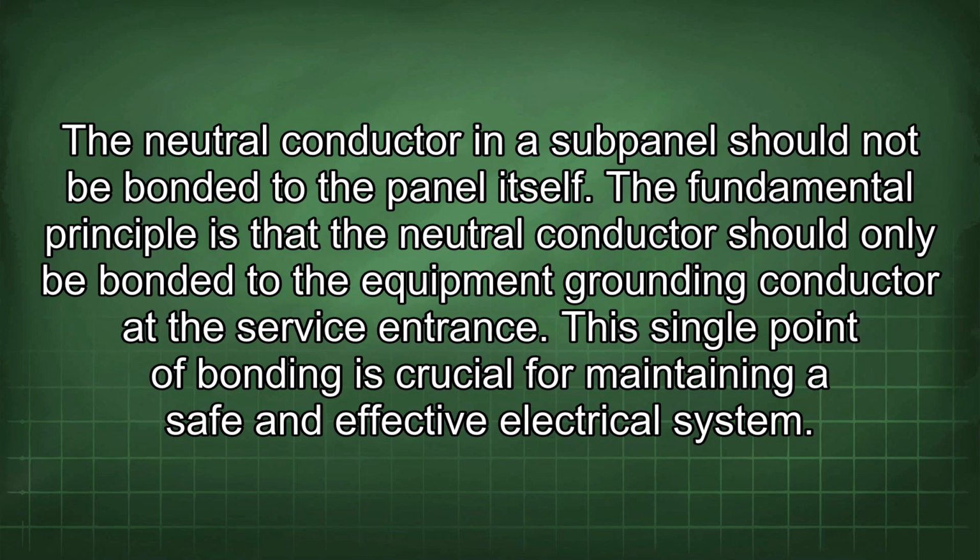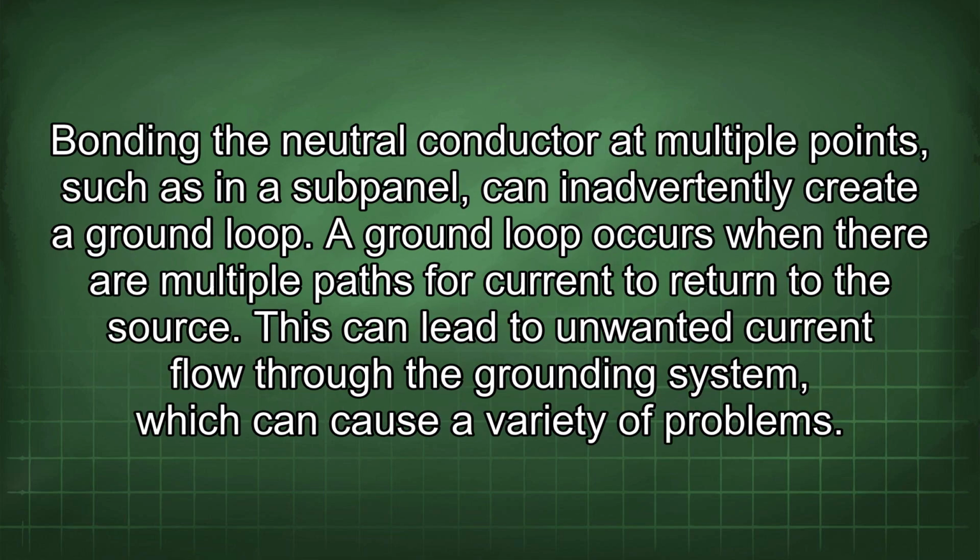The neutral conductor in a subpanel should not be bonded to the panel itself. The fundamental principle is that the neutral conductor should only be bonded to the equipment grounding conductor at the service entrance. This single point of bonding is crucial for maintaining a safe and effective electrical system. Bonding the neutral conductor at multiple points, such as in a subpanel, can inadvertently create a ground loop.